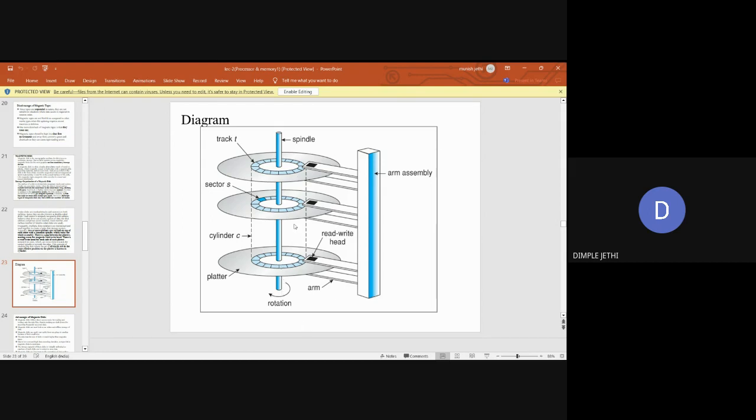So if I'm showing these three platters in my hard disk, how many layers does it have in total, and on how many layers will I store my data? Yes.